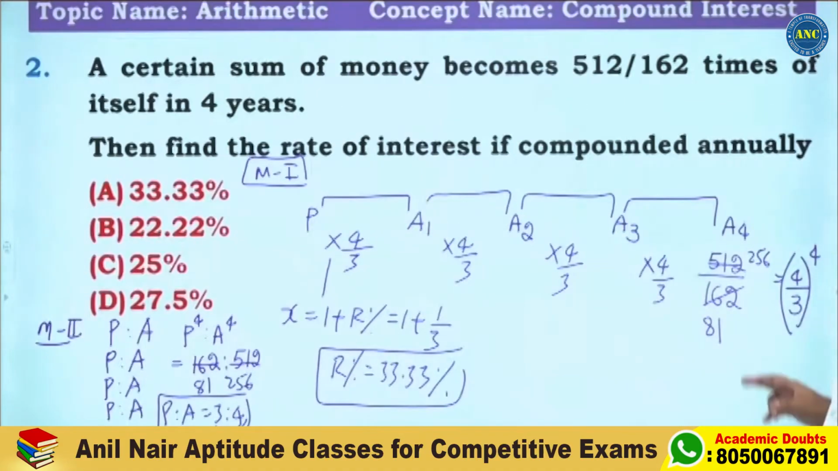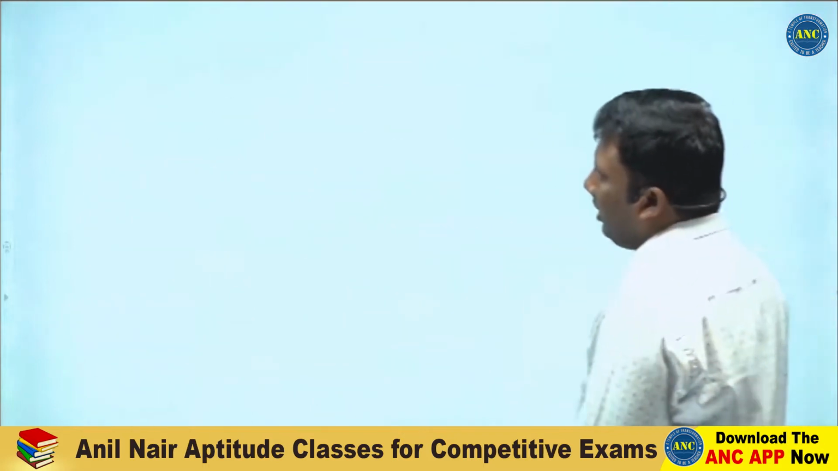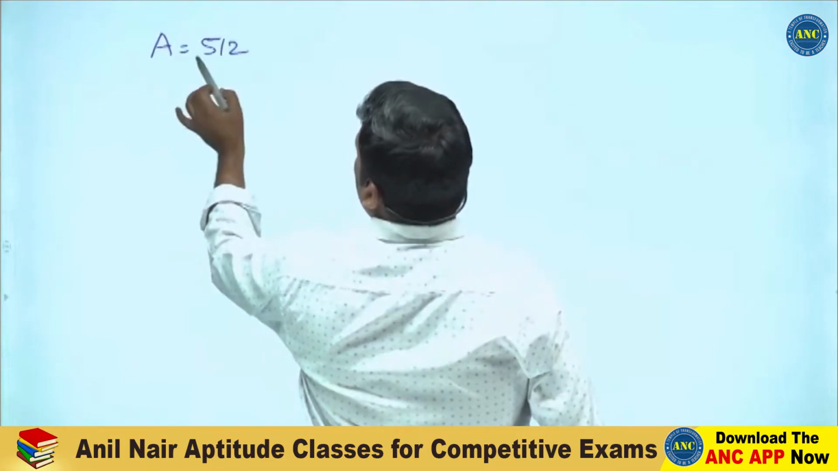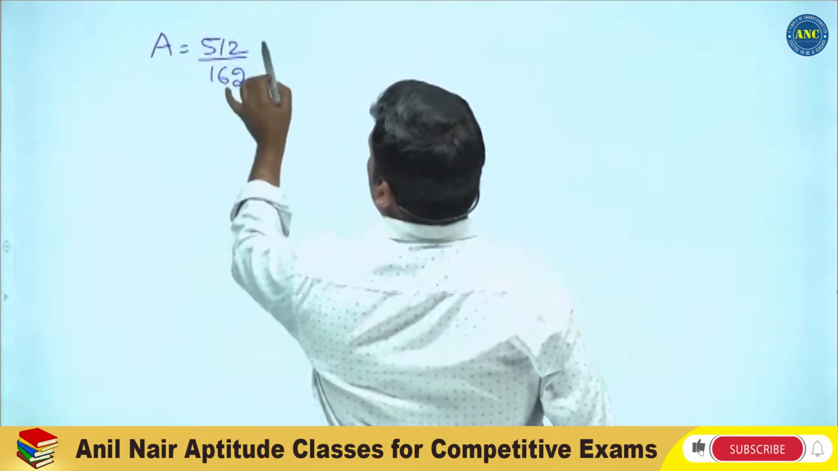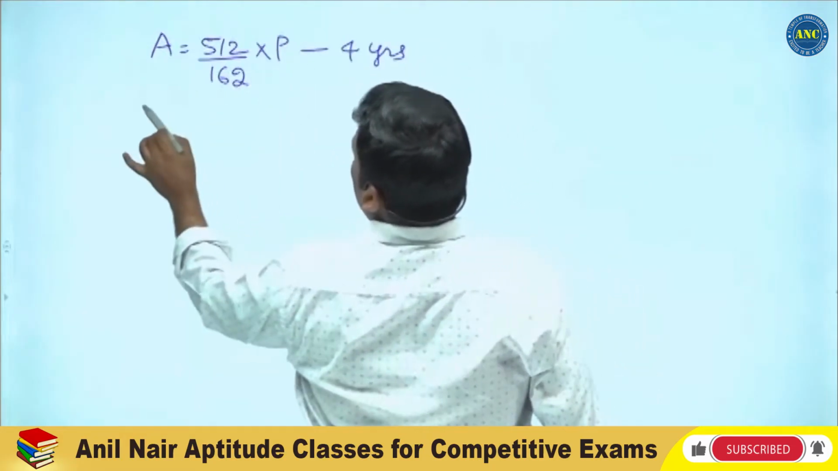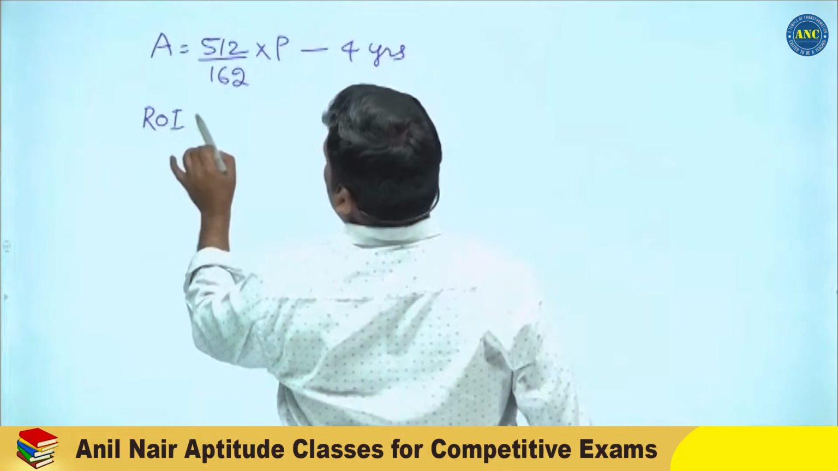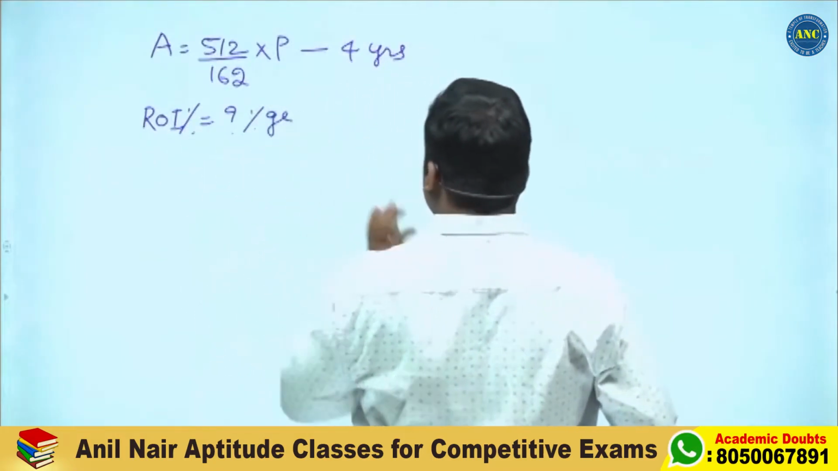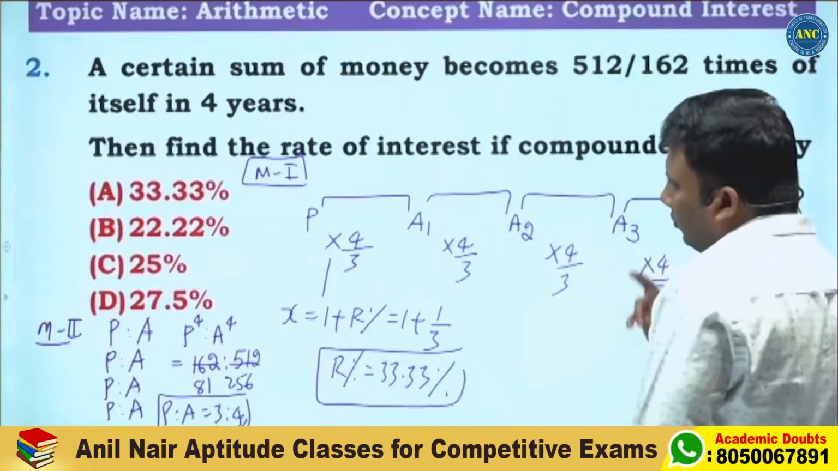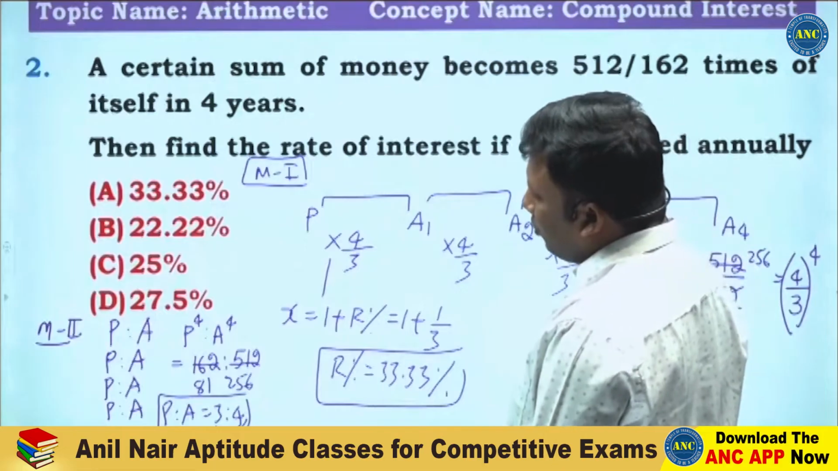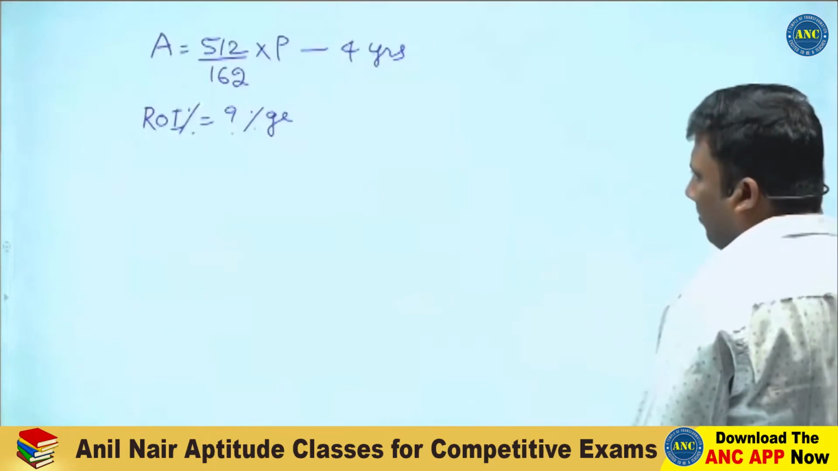Now let us see this question. A certain sum becomes 512 by 162 of principal in 4 years. Find the rate of interest percentage. This is the question, right? Let me write down the options: 33, 22.22, 25, 27.5.